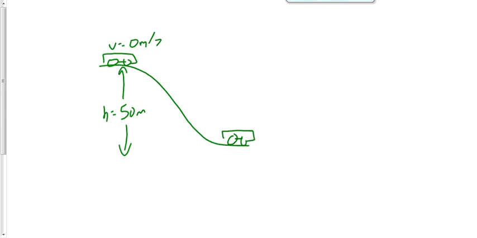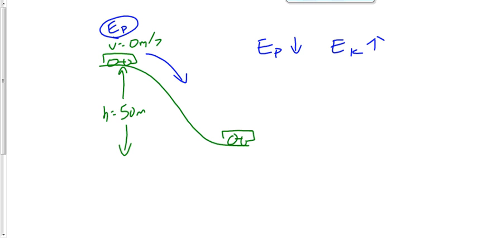What do we have up at the top here? Well, we've got potential energy. That potential energy, as it goes down the hill, is going to decrease. We're going to have less potential energy than we have when we start. But as it goes down the hill, if potential energy decreases, then kinetic energy is going to increase. So EP, as it goes down the hill, goes down. EK, as it goes down the hill, goes up. The total mechanical energy, which is the sum of kinetic and potential energy, is going to remain the same.